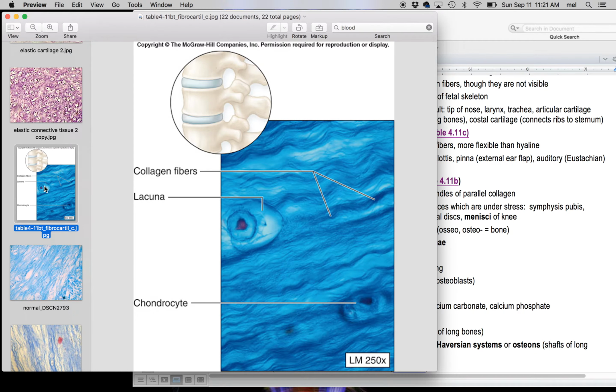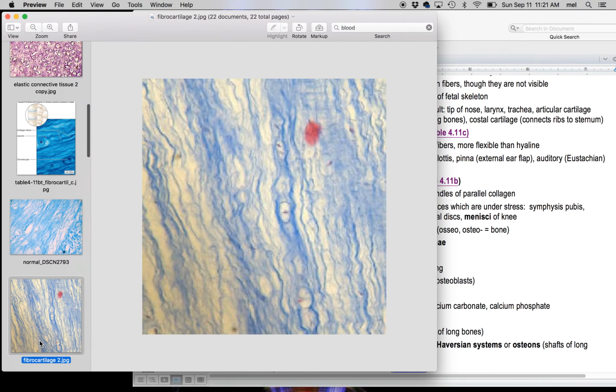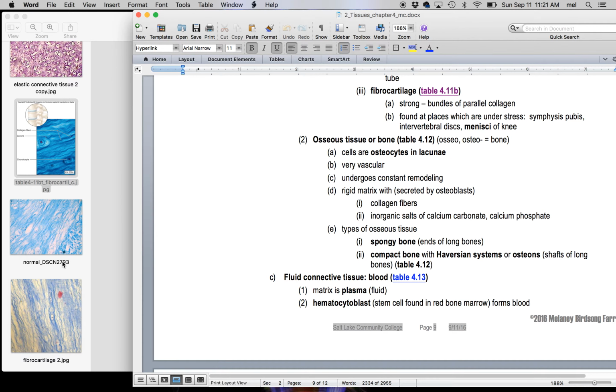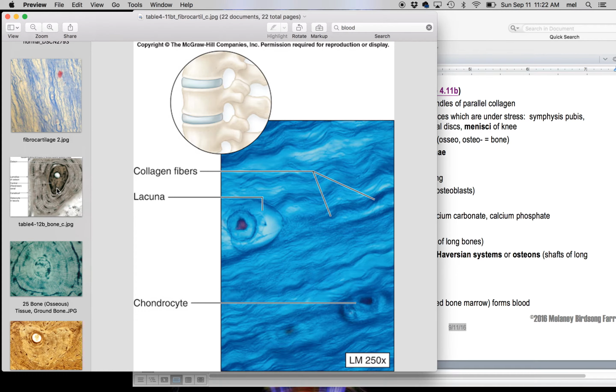So again, look for parallel fibers and a cartilage. So you've got parallel fibers, and a cartilage. Now this one almost always stains blue, so don't depend on it, but if you see a blue one, think it's probably this one. Okay, and then we'll do bone tissue, also called osseous tissue.